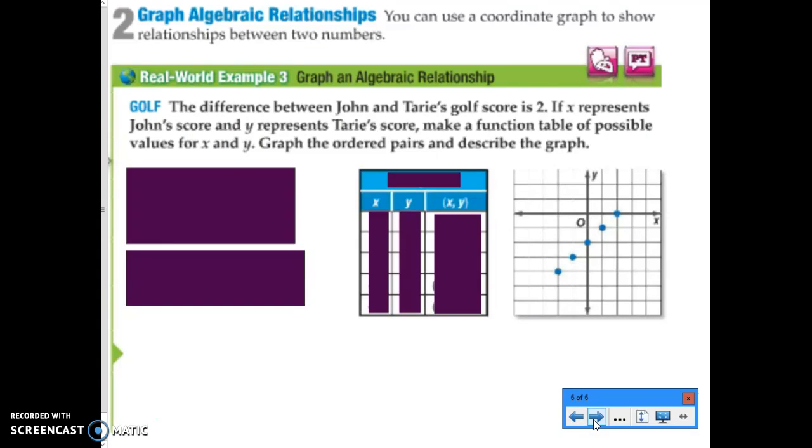When we graph algebraic relationships, that's what we're talking about next, you can use a coordinate graph to show relationships between two different numbers. So the example they give us, it says the difference between John and Terry's golf score is 2. If x represents John's score, and y represents Terry's score, make a function table of possible values for x and y, and then graph the ordered pairs and describe their graph.